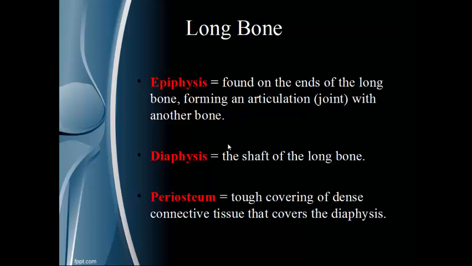The shaft of the long bone, the middle part of the long bone, is called a diaphysis. And there's a very tough, very dense covering that wraps around all long bones. It's called the periosteum. This is a very tough connective tissue that helps to protect the shaft of the long bone, the diaphysis.